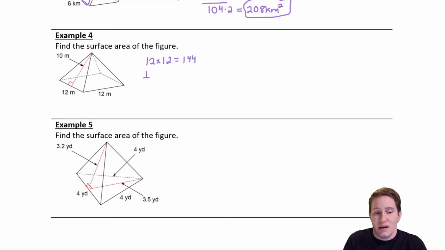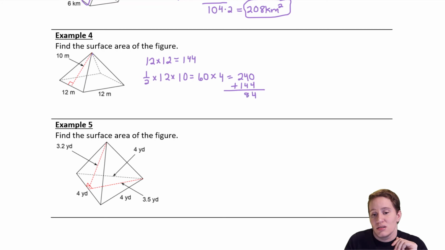So we're going to do 1/2 times, I don't know why I switched back to an X for times, 1/2 times 12 times 10. So that would be 120 divided by 2, which is 60, but that's happening 4 times. So either add it together 4 times or multiply by 4, and we get 240. So we're going to add the base, which is 144, to those sides, which is 240, and get 384, which is meters squared.